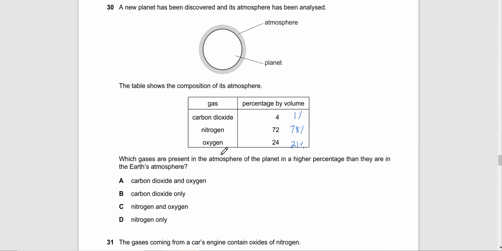So which gases are present in the atmosphere of the planet in a higher percentage than they are in the Earth's atmosphere? Number one, carbon dioxide, higher percentage, or oxygen, higher percentage. So A is the correct option. Nitrogen, Earth के ऊपर ज़्यादा है, 78%. उस planet के ऊपर it's only 72%.